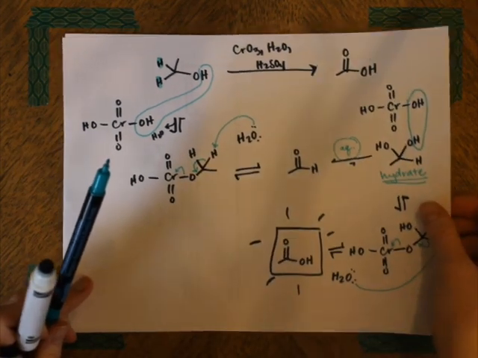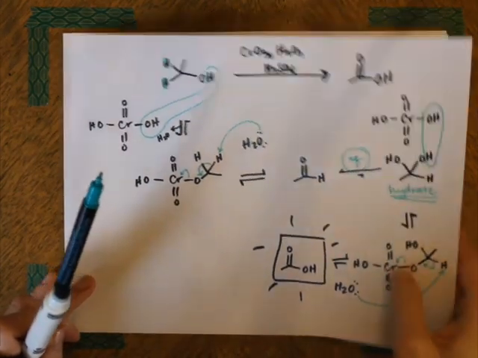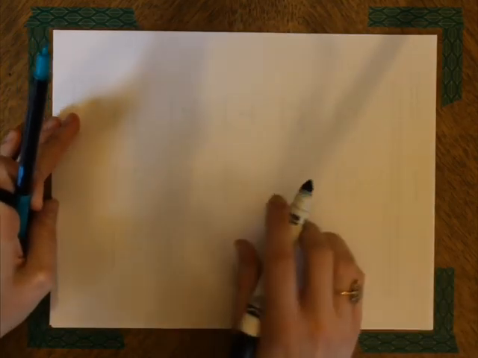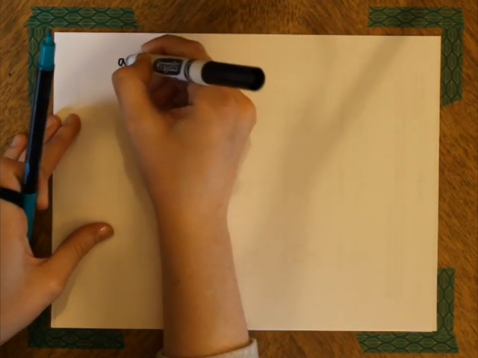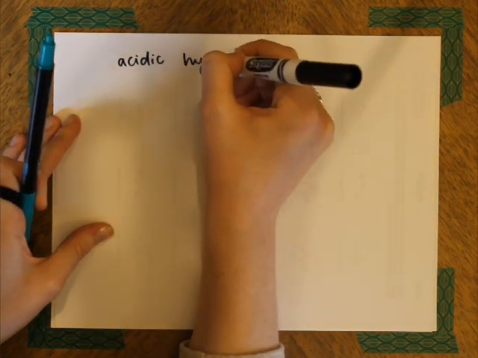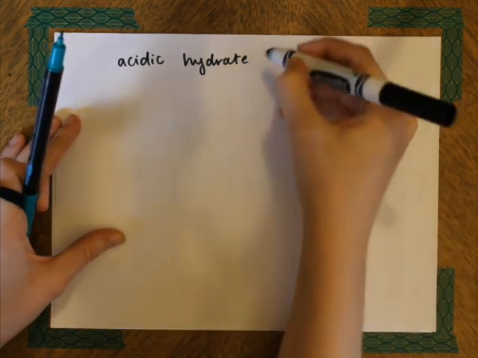So real quick, let's just look at the mechanism to go from an aldehyde to a hydrate so you understand that aspect of it. It's quite simple. This can happen in both acidic or basic conditions, but let's look at the acidic hydrate formation mechanism because that's going to matter specifically for oxidation.